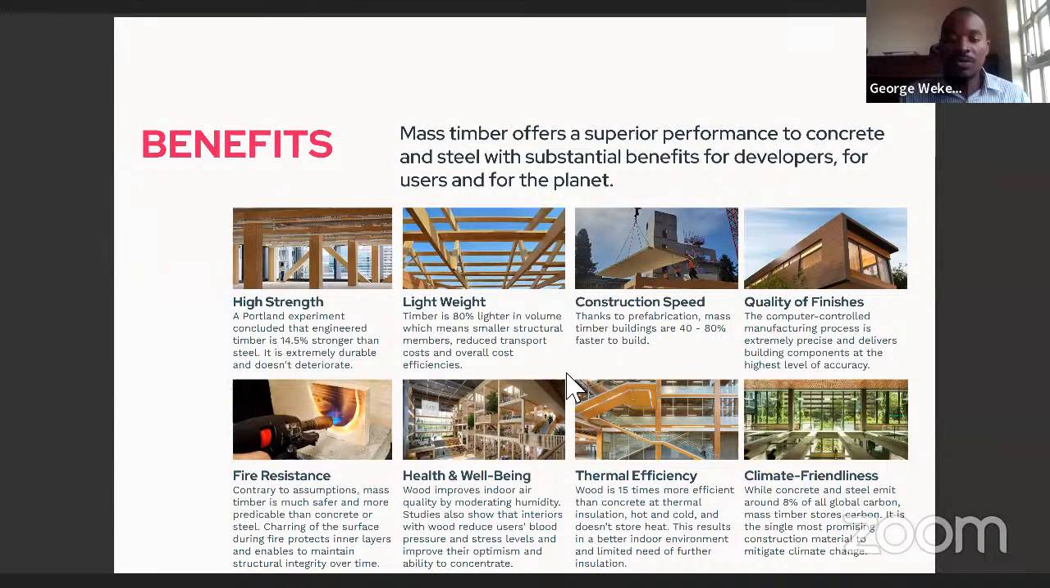Timber has health and well-being benefits. There are studies showing how exposure to timber within the indoor environment can actually reduce your stress levels and really improve your overall productivity if it's in an office setting. Thermal efficiency is really good, with wood being 15 times more efficient than concrete. And what I've been mentioning about the whole carbon storage, as well as the substitution of other very polluting construction materials, timber does really well in that.